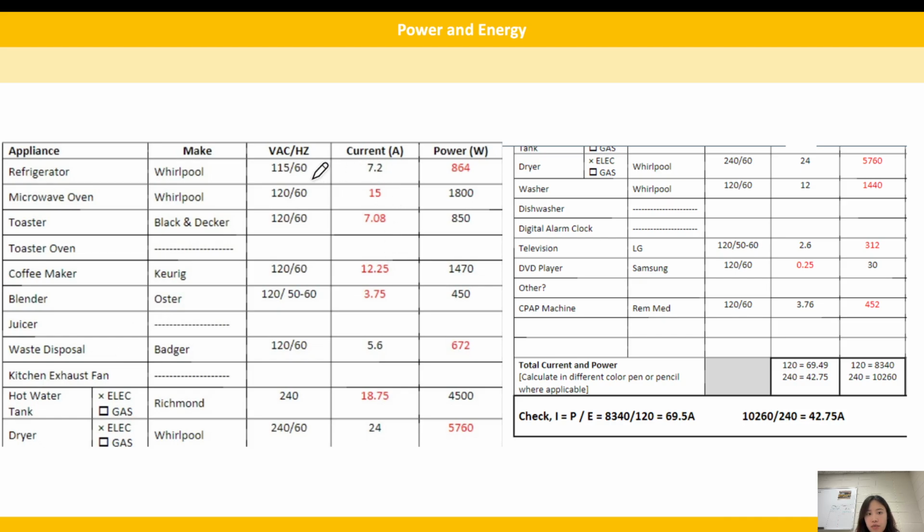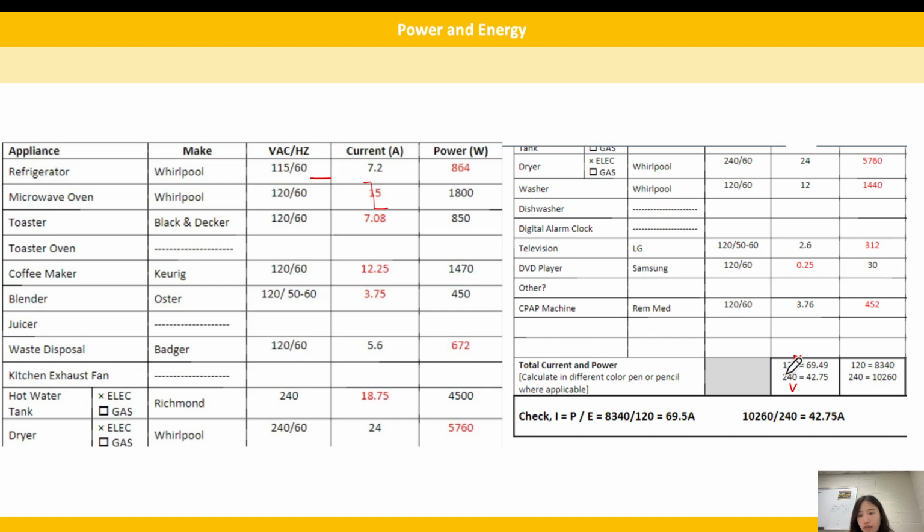And then here is the example. You can see the black one is the recorded value from the nameplate. The red one is the calculated value. And finally, you have to calculate the total current and power. So this one, what is 120? It's V. Do you remember some appliances are 120 V, some appliances are 240 V. So you have to calculate the total current and power separately.